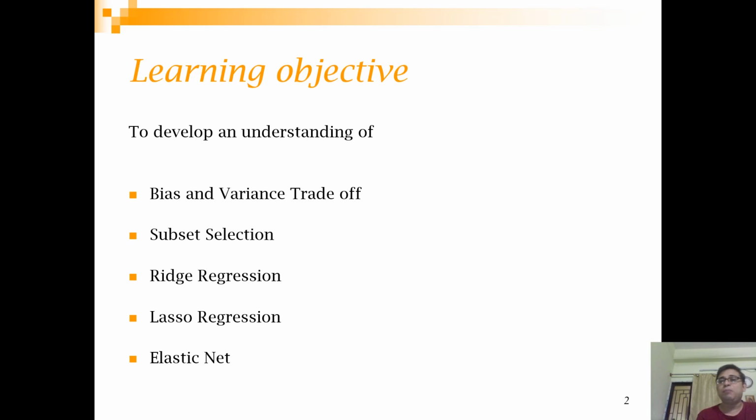So we'll look at the bias variance trade-off. We'll look at how we do subset selection to reduce variance. Again, how do we do ridge, lasso and elastic net for the same purpose. So that's the overall plan.